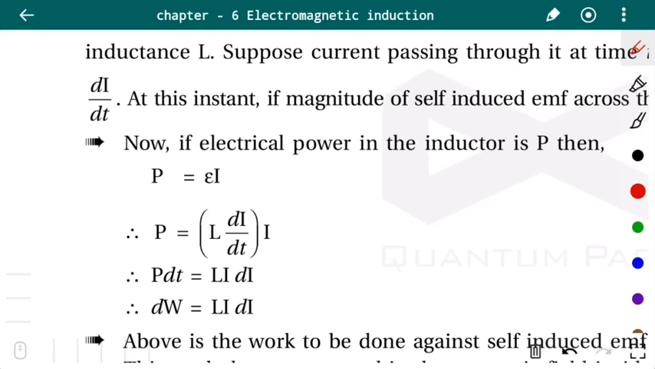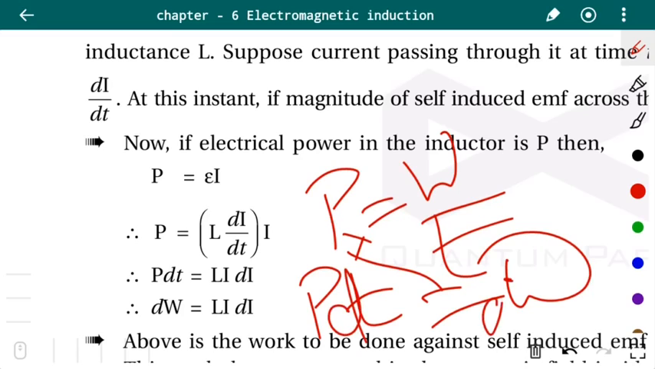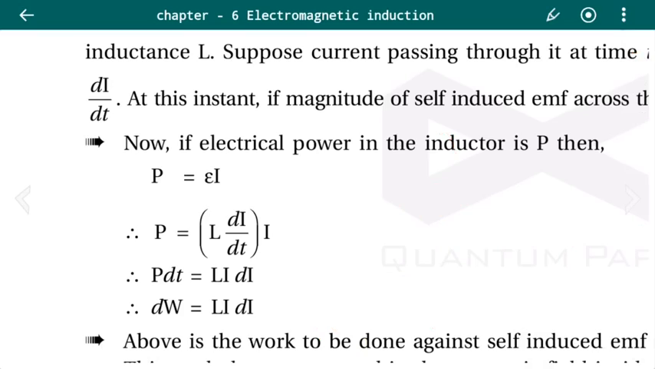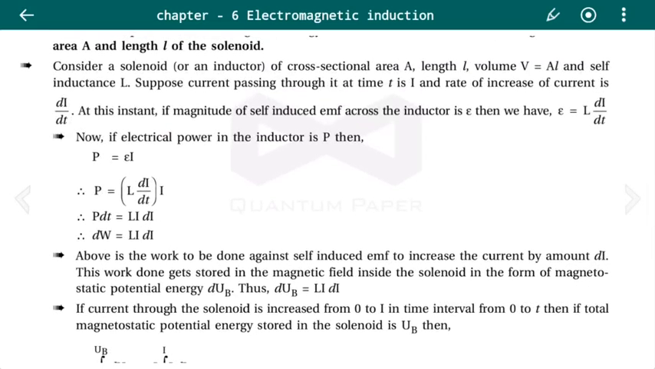Now taking dt on the left hand side, we get P dt equals Li di, and we know that power is equal to work upon time. So P equals W by t, that is P dt equals dW. So the time rate of work is power. Therefore, from that formula we can write power into the time as work done. So dW equals Li di. Above is the work to be done against the self-induced EMF to increase the current by amount di. That means to increase the current, the work to be done is Li di.